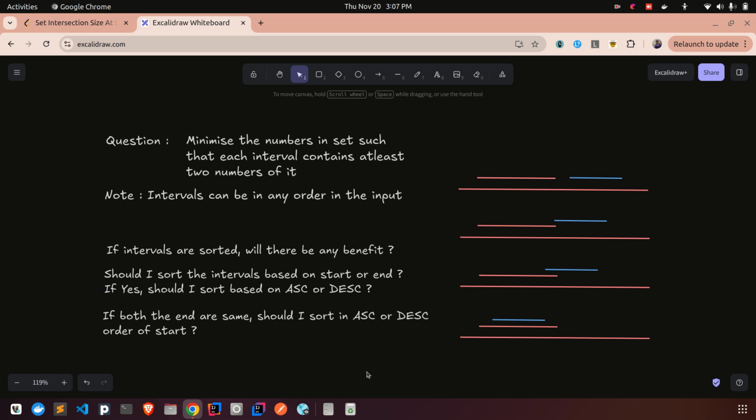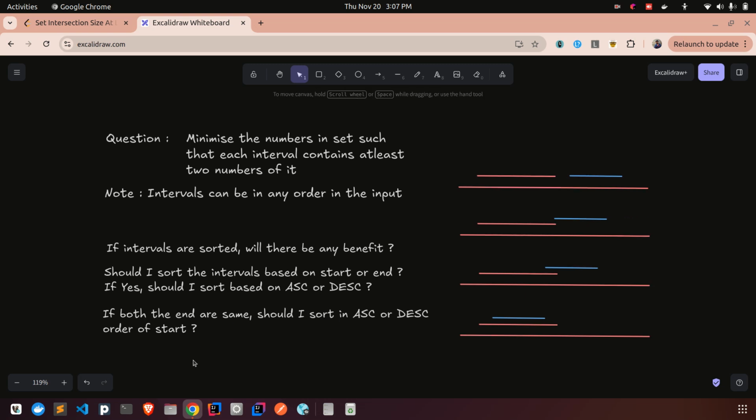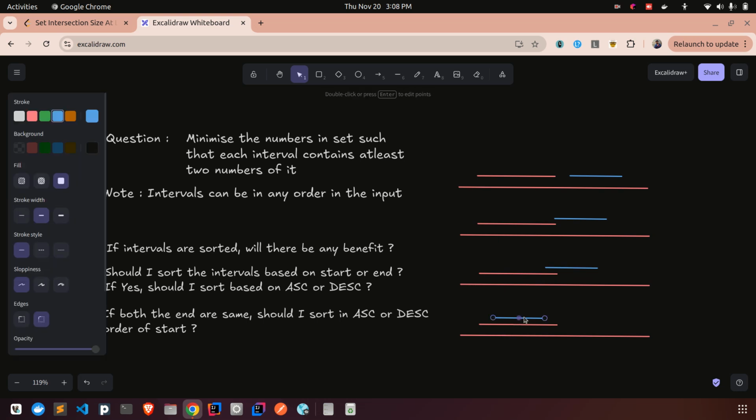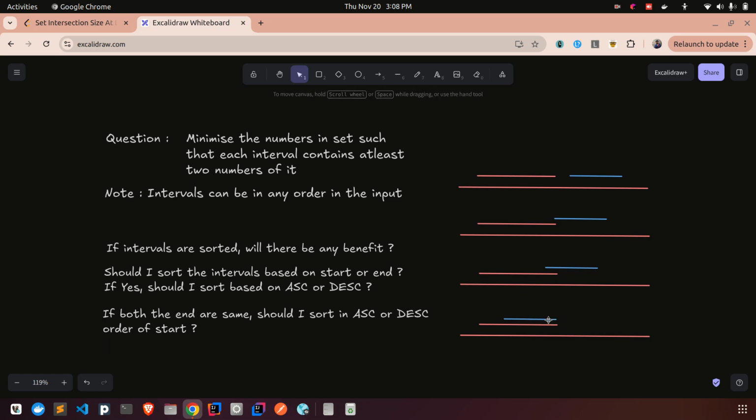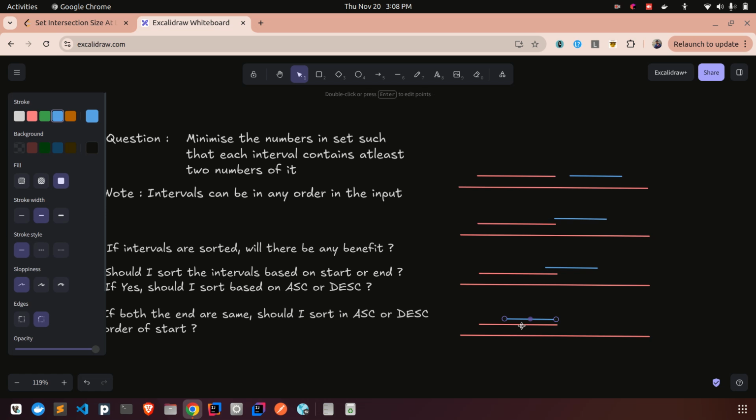Now that we understood that we have to sort based on the end, first we have to sort based on the end in ascending order. But if the end values of two intervals are the same, let's take this example where both intervals have the same end value. Should I pick first this or first this?